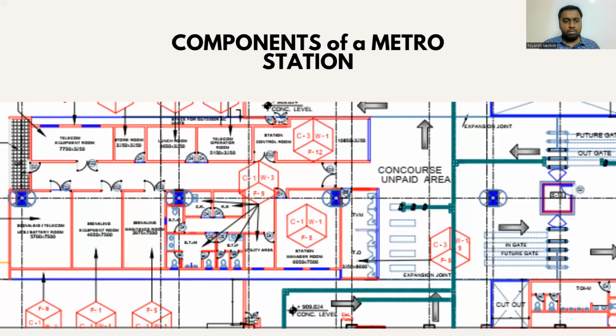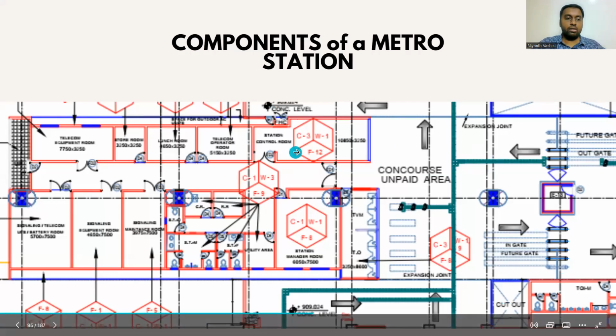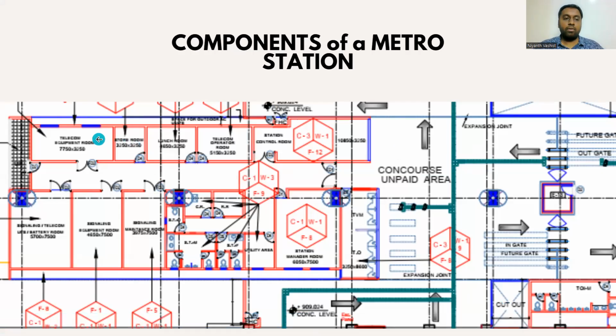Next, we look at a very simple plan. You might not have the clarity, so I'll be showing through the cursor here. All right. So here, if you look, you have the telecom equipment room on the far left side. Post that, you have the store room, then you have the lunch room, telecom operator room, and station control room. So all those things will be in terms of either equipment or control. On the downside of the left hand side, you have the battery rooms for the batteries for the metro, as well as for the machineries and signaling equipments in the metro station.